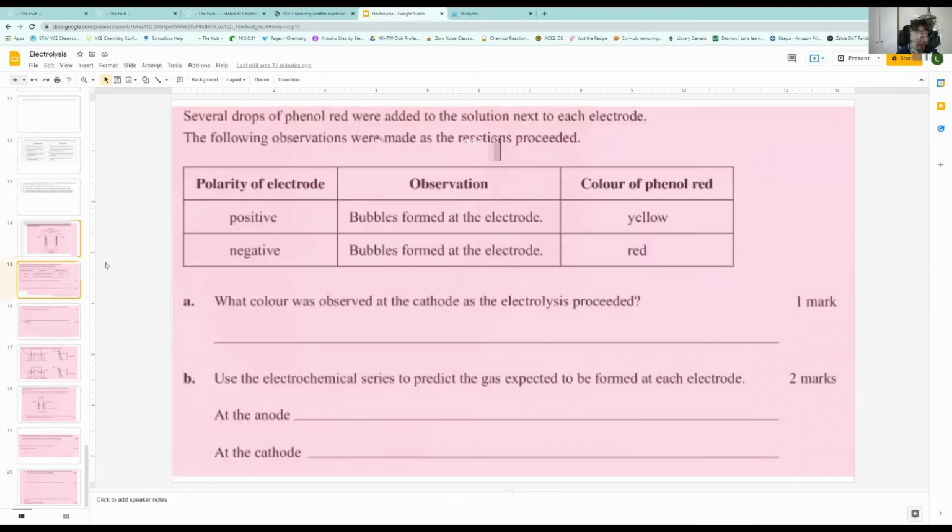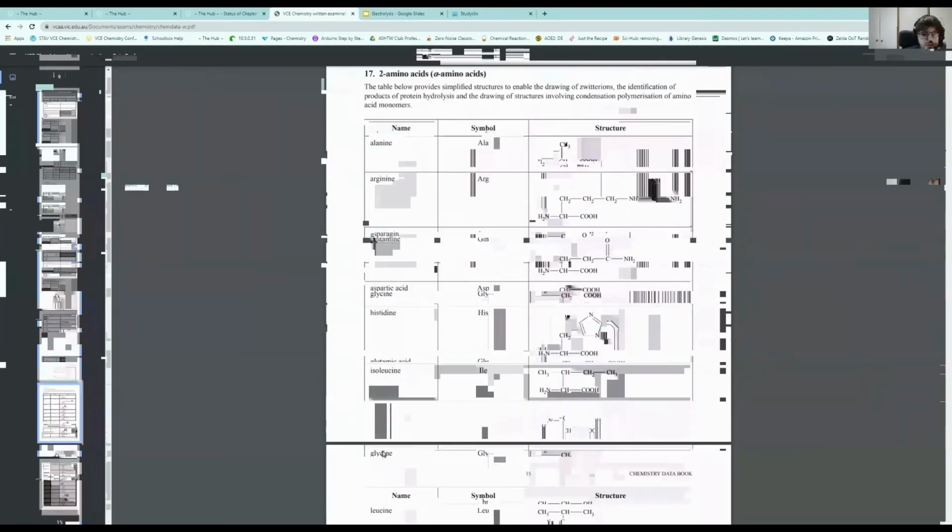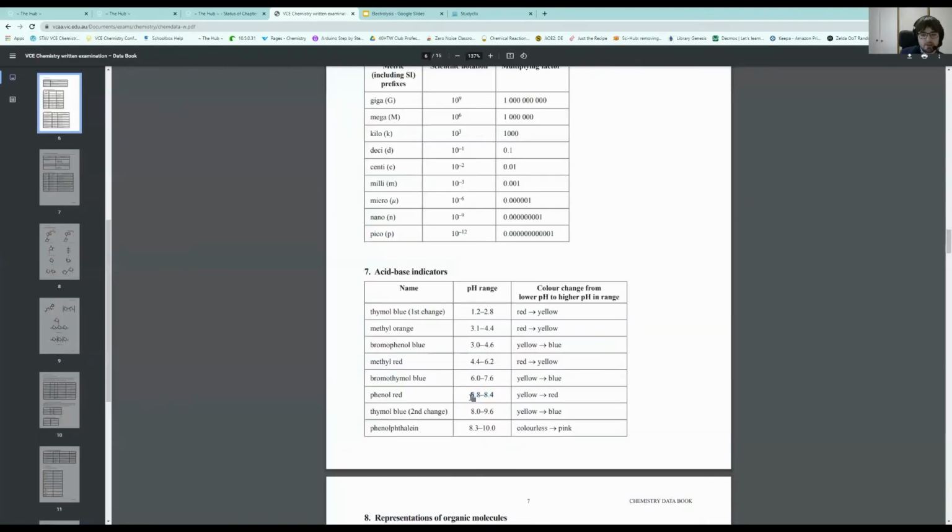All right, several drops of phenol red were added to the solution next to each electrode. The following observations were made as the reactions proceeded. All right, so phenol red. Okay, we're going to need to have a look in our data book. Ooh, we're getting like a crossover between topics here. Here we go. And where did I put it? That's at number 7. So phenol red. So basically, when it's acidic, it's going to be yellow. When it's basic, it's going to be red.